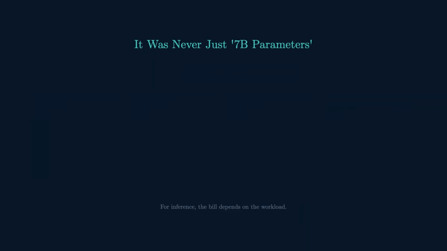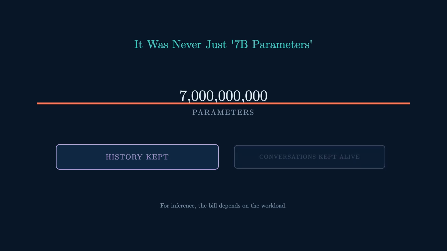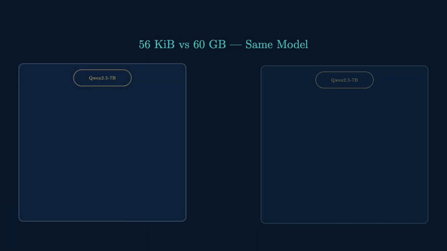Step back for a second. The important number was never 7 billion parameters. For inference, the bill depends on how much history you keep and how many conversations you keep alive at once. Parameter count tells you the floor. The workload tells you what you'll actually pay. Same model badge on both cards.